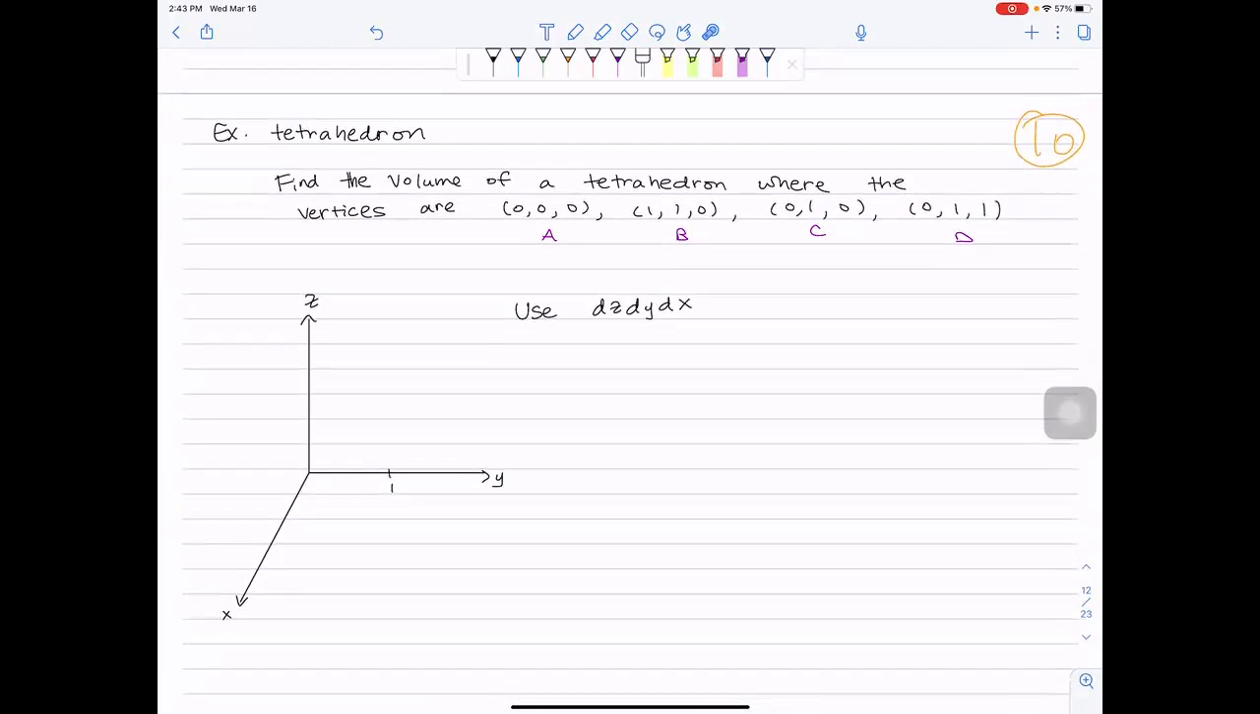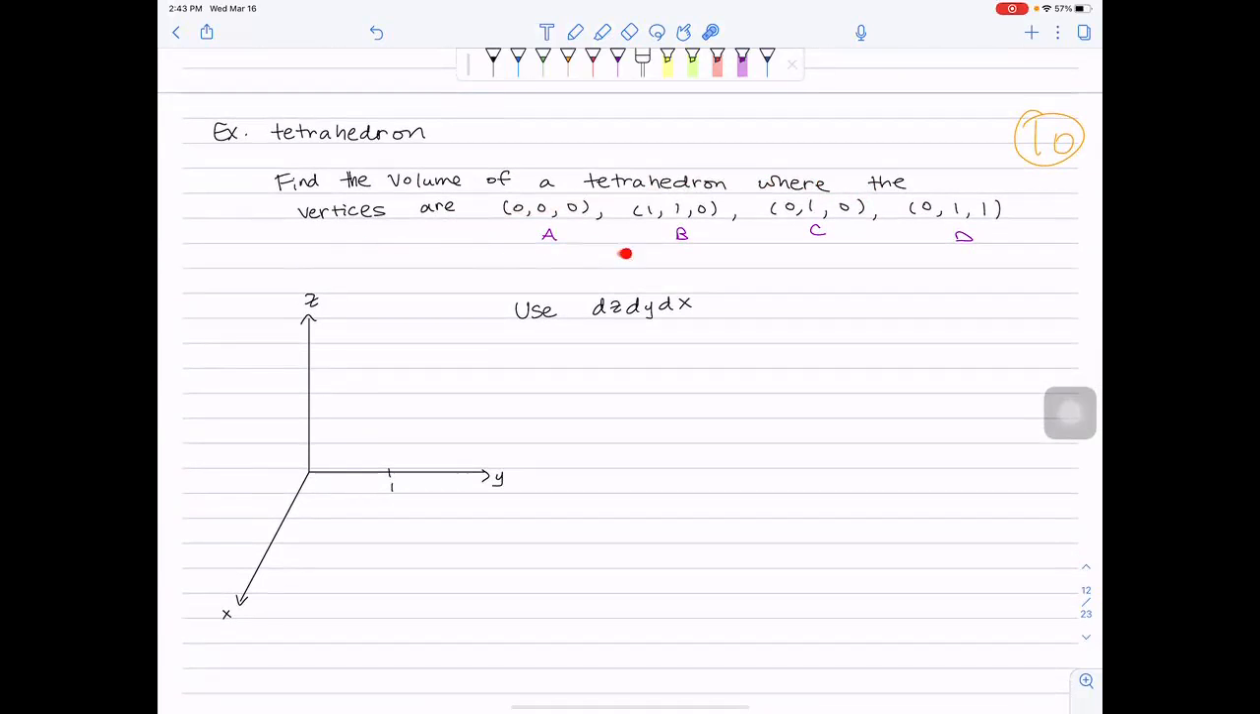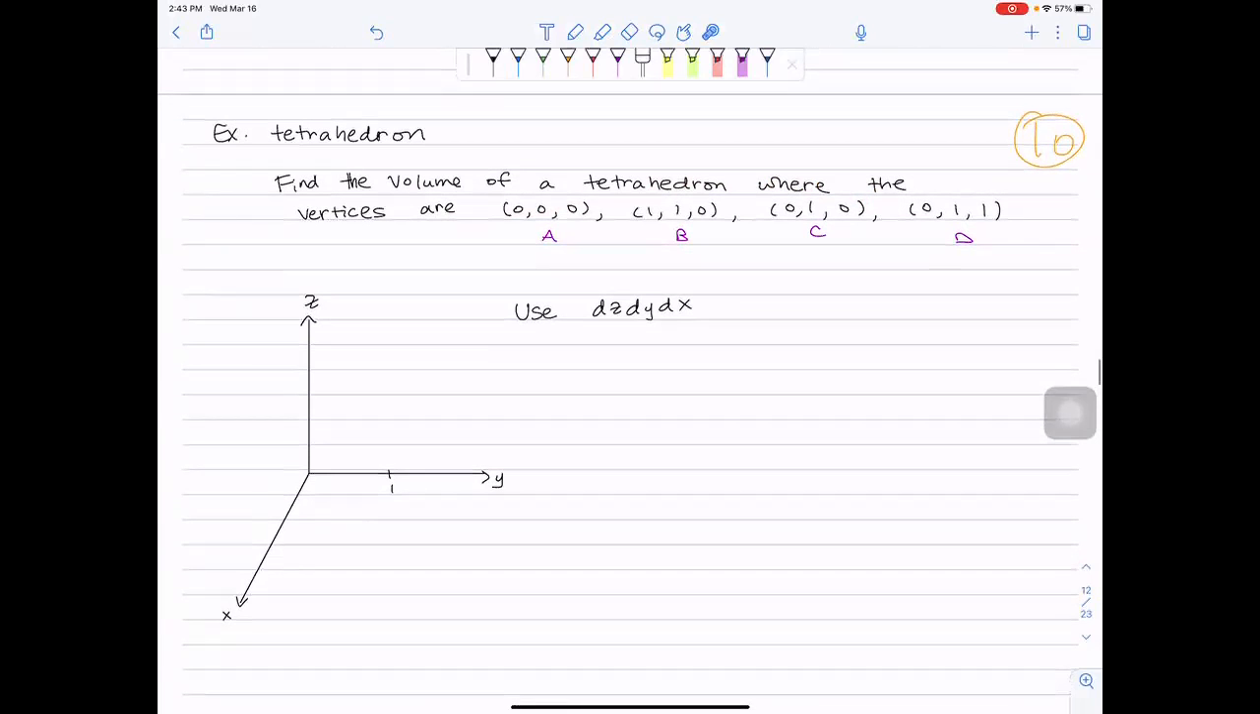We have this tetrahedron, and it says find the volume of the tetrahedron with these vertices. The first thing we should do is draw out what this shape is, because we don't know what to do without knowing what it looks like. So let's draw this shape. A is 0, 0, 0. B is 1, 1, 0, so that's around here. C is 0, 1, 0, around here. And then D is up here, 0, 1, 1. So it looks like a tetrahedron, a four-sided shape.